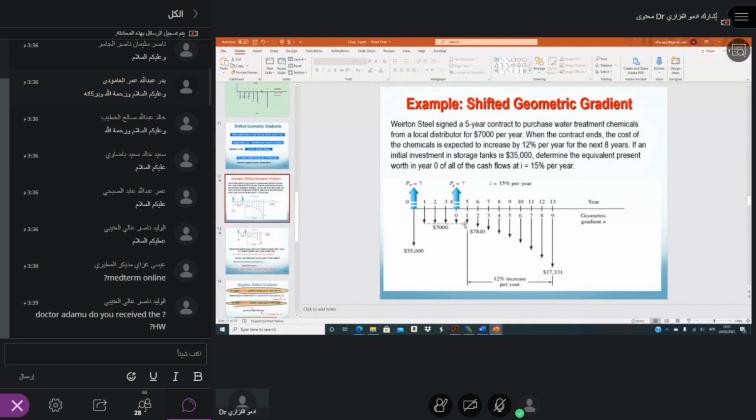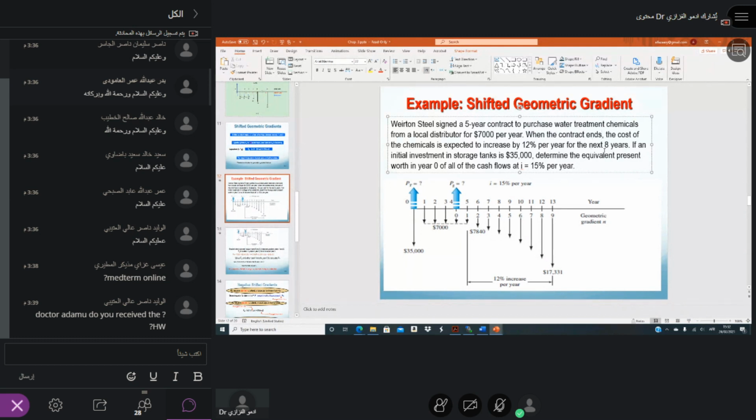So from year 1 to 5, that is the 5-year contract, the payment is uniform. It is always $7,000. When the contract ends, at the end of the first 5 years, the cost of the chemical is expected to increase by 12%. So the cost will be increasing by 12%. So if you take 12% of this value of $7,000 and add it to the $7,000, it will be the next value, and so on and so forth. That is how it will be increasing.